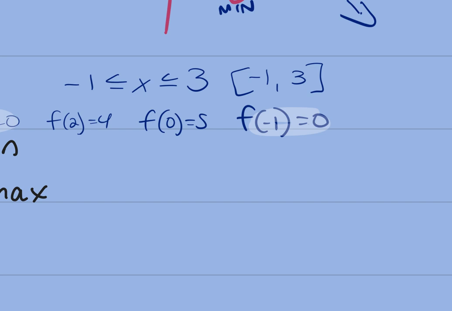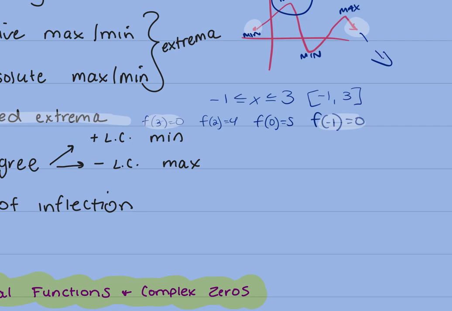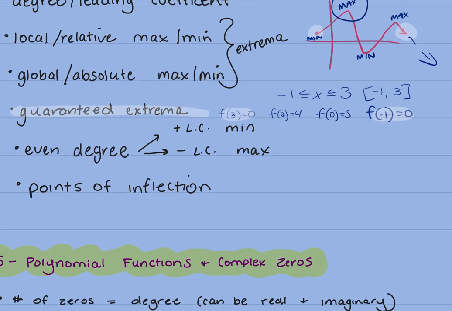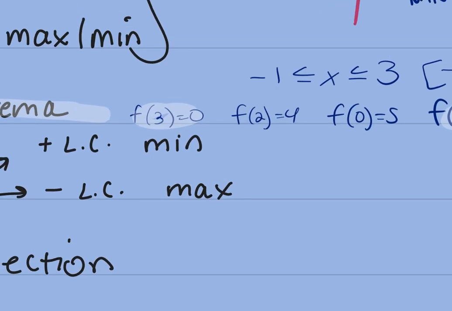Because we switched. All right, then we got to if there's an even degree polynomial, and it only works for even degree, if there's an even degree and the leading coefficient is positive, then there is an absolute min. And if there's an even degree and it's negative, then there's an absolute max. So those are guaranteed from, again, only even degrees.